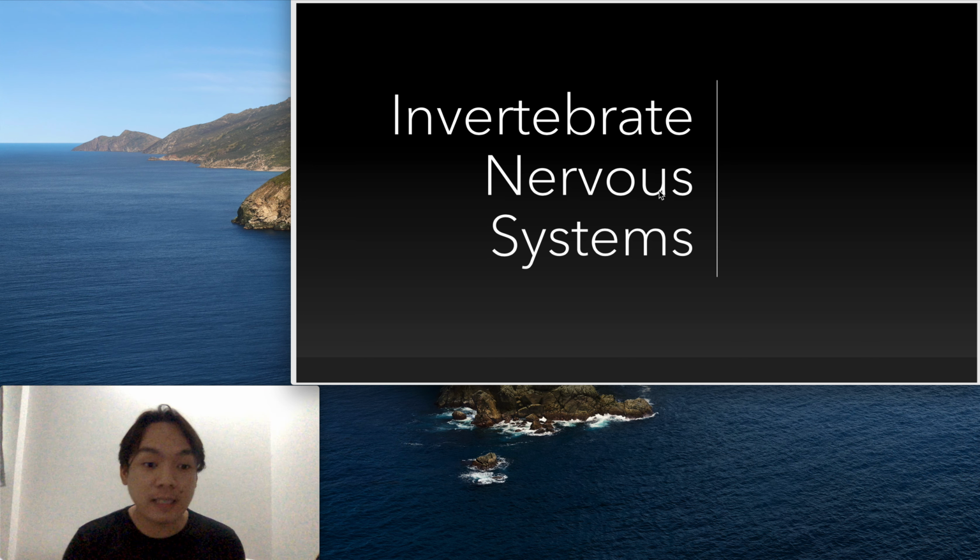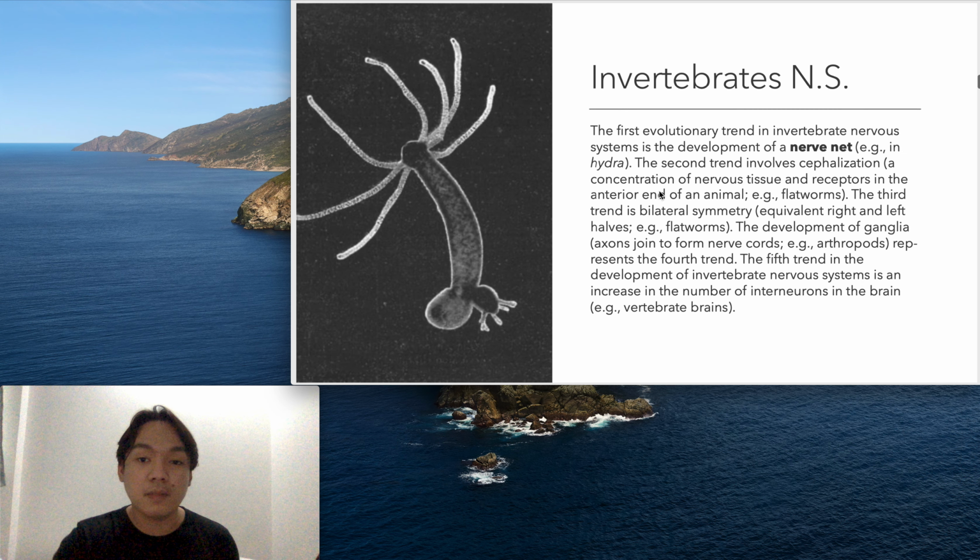So we'll talk about the invertebrate nervous system. Invertebrate nervous systems are the precursors of the nervous systems among the animal kingdom, and we'll take a look at the most basic nervous systems. In the nervous systems of invertebrates, the development of the nerve net is highlighted, as in Hydra.